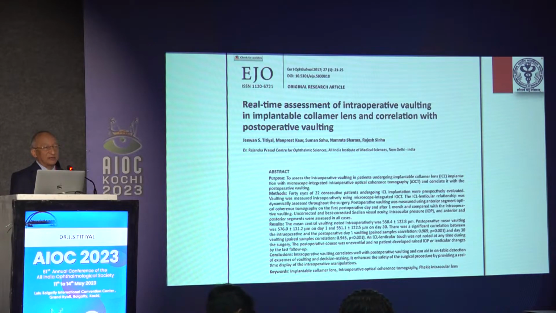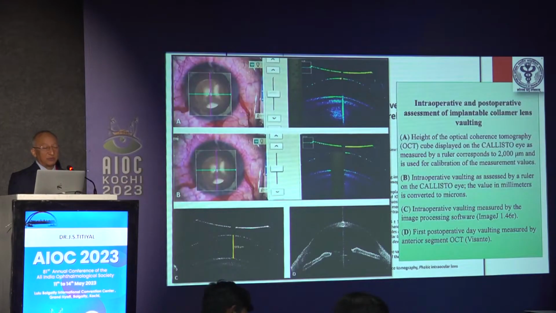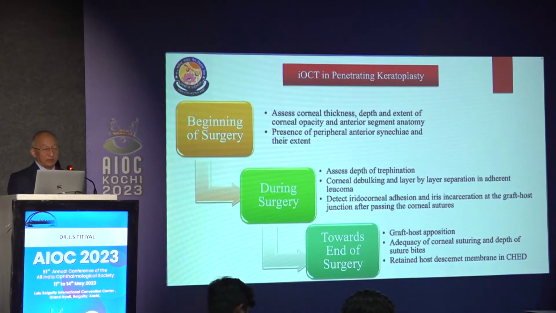This is the first publication of IOCT in knowing the ICL position inside the eye and the real-time vault of the ICL. It is the first publication in the literature where we could assess the ICL on the table and realize what the vault is. These IOCT microscopes don't have a calibrated caliper, so we devised a way to measure and calculate the magnification factor. We could measure the vault on the table and analyzed it post-operatively with anterior segment OCT. It was beautifully matching. This calibrated caliper is now used for all corneal surgeries and other aspects also.